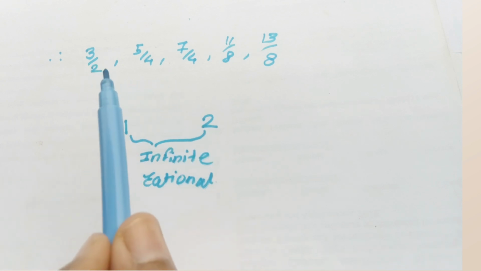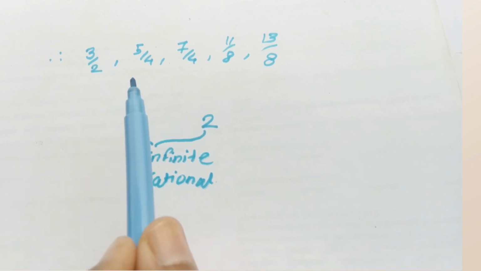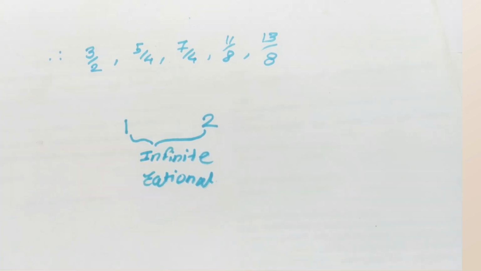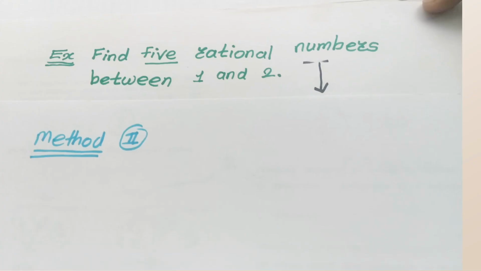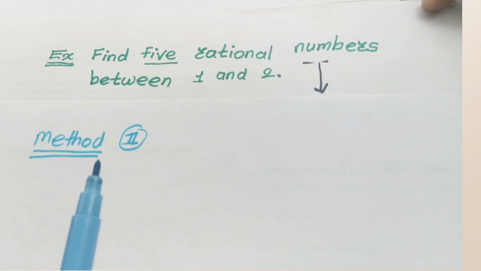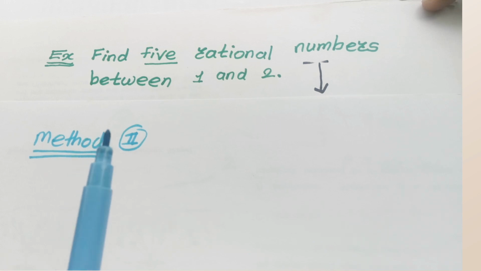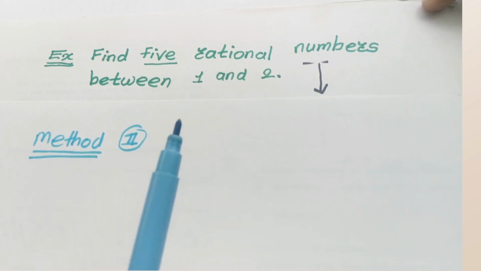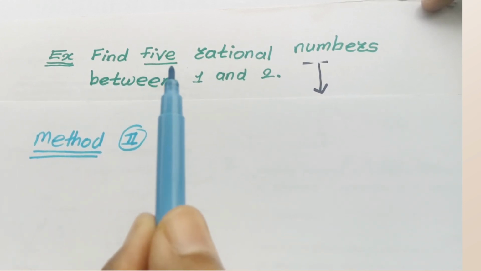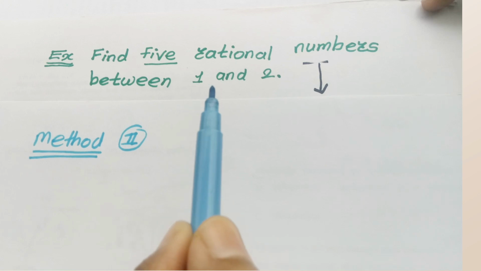And in this method we have used the average method, but every time it is not possible to take the average. Let's start with the second method which helps you to find rational numbers very easily. So method 2: in the exam, if they ask to find rational numbers lying between any two numbers, then you should always use this second method. It is easy to find rational numbers which lie between two rational numbers. So let's start with our second method. Here in the question we have to find 5 rational numbers which lie between 1 and 2.